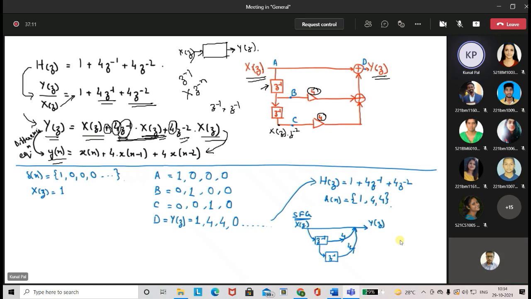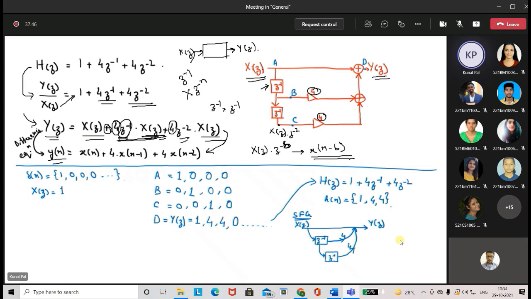Okay, so what is the stuff over here? If there is any X(z) multiplied by z to the power minus b, then if you want to convert it into the difference equation, it will be x of n minus b. Are you getting my point?